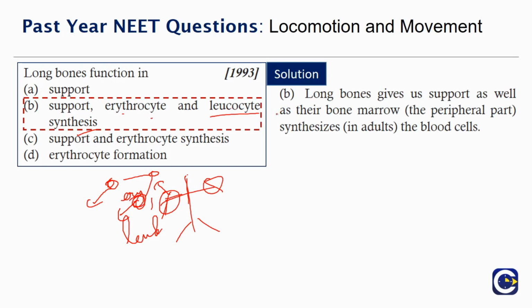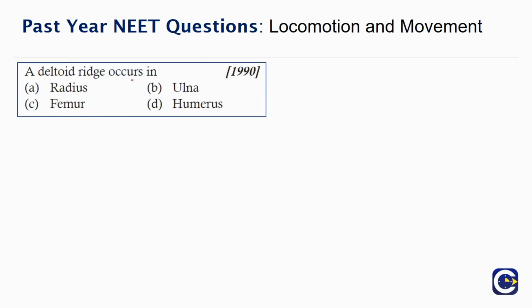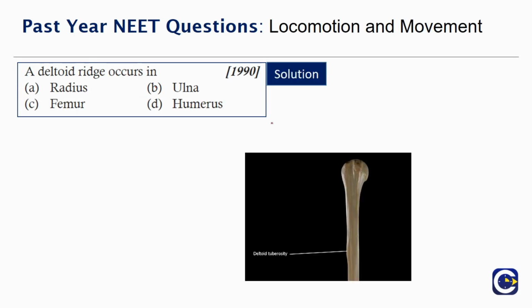So moving on to the next question. The deltoid ridge occurs in radius, ulna, femur, humerus. So this is a factual question. So the deltoid ridge is present in the humerus bone. So let's look at this.